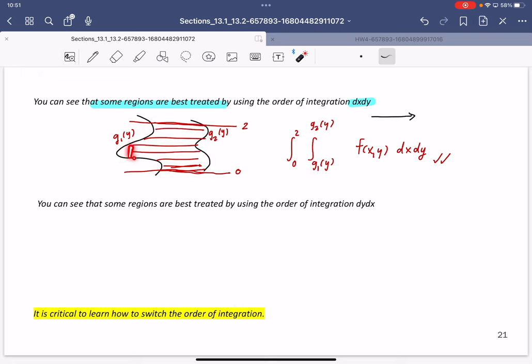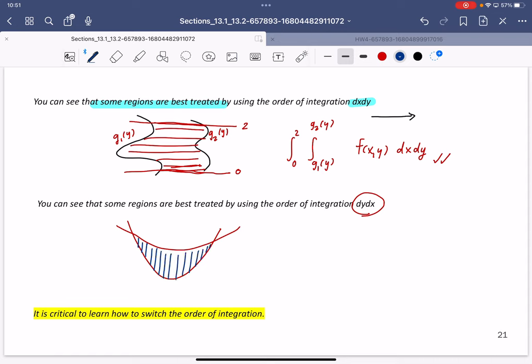Instead, if you do dy dx, it's going to be horrible, because you have to think that, oh, this piece, the bottom function is here, the top function is here. This piece, the bottom function is here, the top function is here. You have to separate into smaller regions. It's going to be terrible to do. Like this question, the parabola that we learned before here. This is best treated if you do dy dx, because if you do it here, you don't have to separate the region at all. But if you do the dx dy, it's going to be a little bit terrible, because you have to split into 3 pieces. It's going to be harder for you to do it.